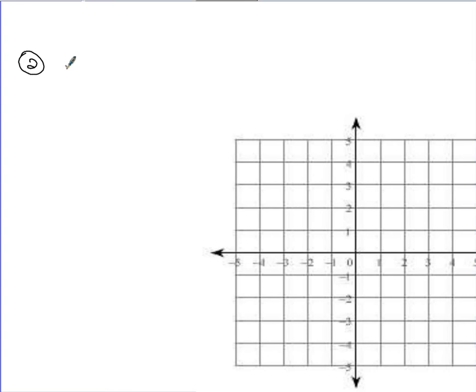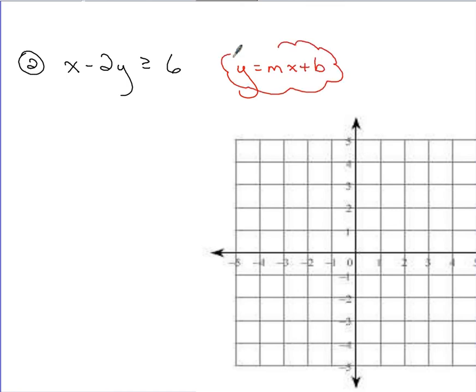Another one for us to try, x minus 2y greater than or equal to 6. Just like the last one, slope-intercept form is my basis to graph my line. It would be nice if this inequality was in that form, so I should probably take that inequality and solve for y.